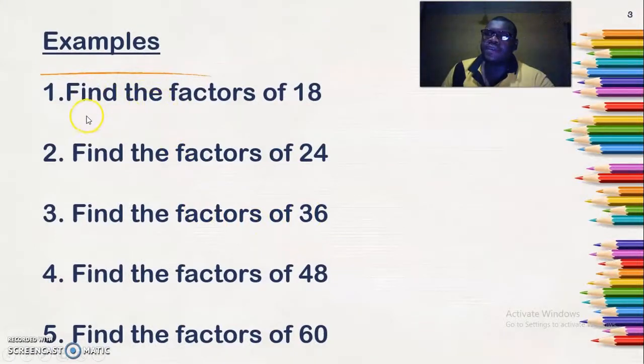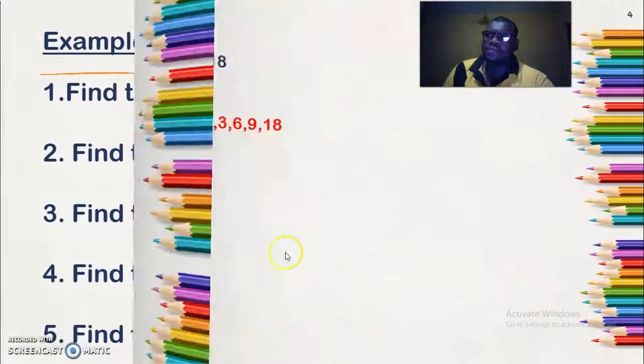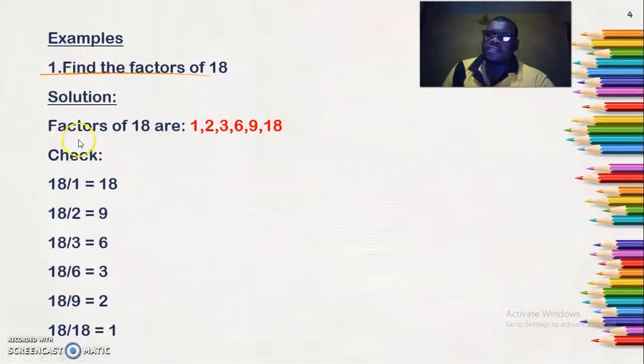Examples. Let's find the factors of 18, 24, 36, 48, and 60. The factors of 18 are 1, 2, 3, 6, 9, and 18. Now let's check why these numbers are the factors.